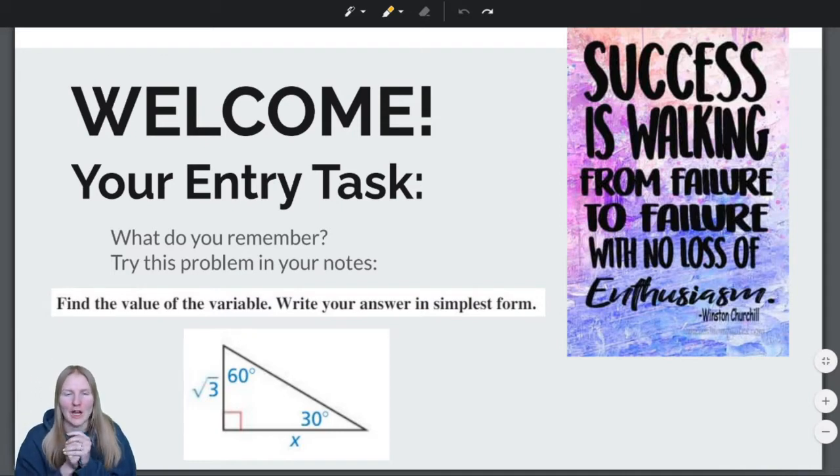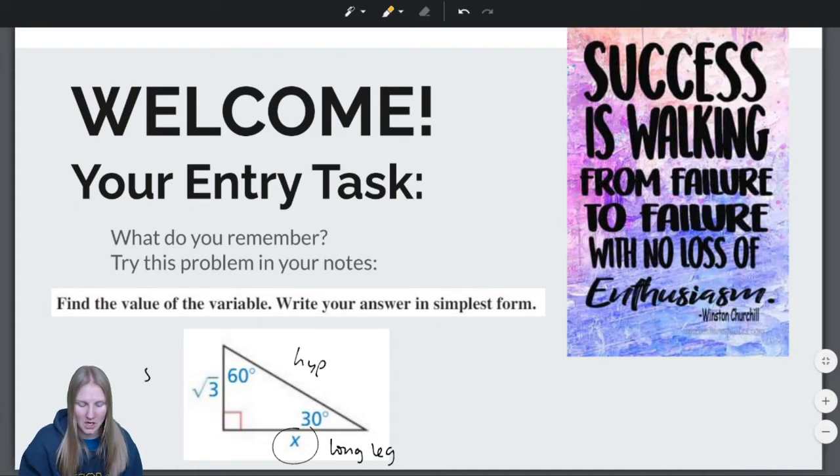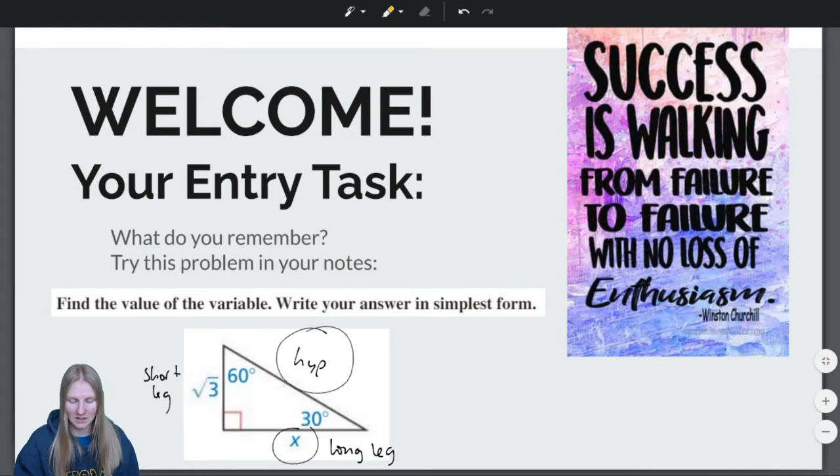Okay, we want to find the value of the variable. We want to find the length of the long leg. So we need to write our answer in simplest form, as usual. So we actually don't even care about the hypotenuse, which is weird. We might do that anyways. We know the length of the short leg, and we want to find the hypotenuse and the long leg. Now, let's do the hypotenuse for fun.